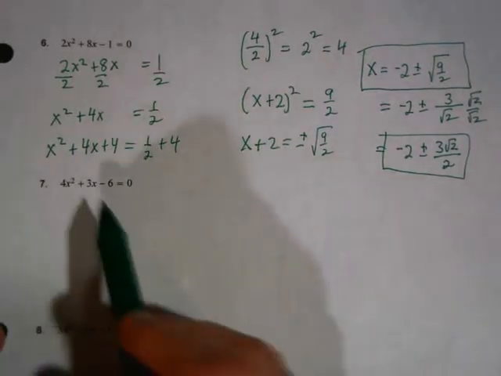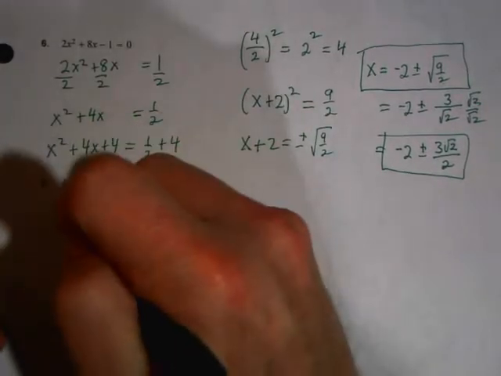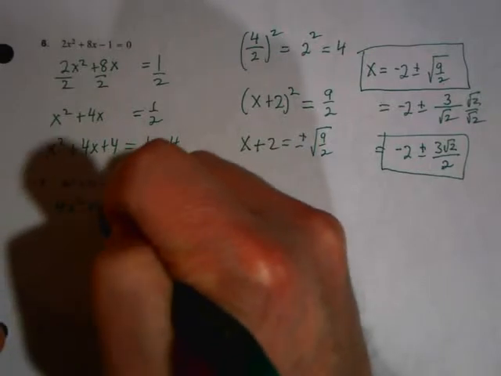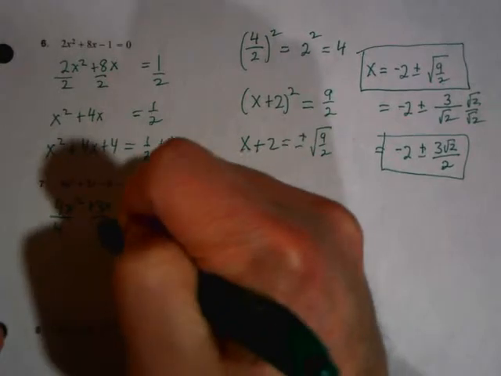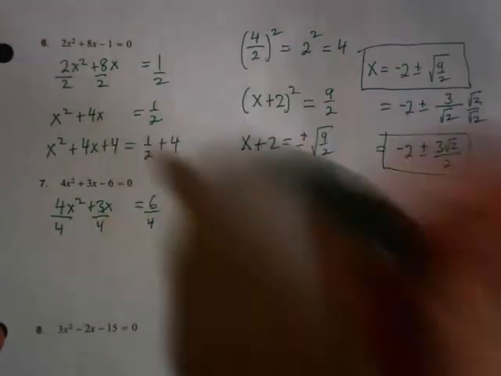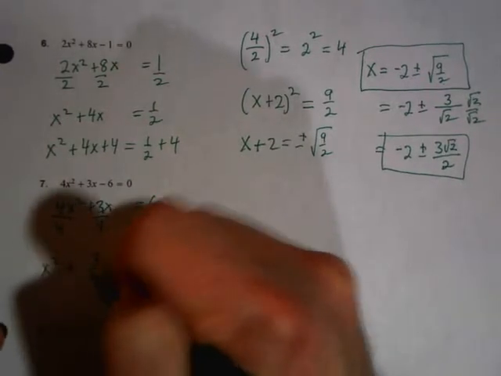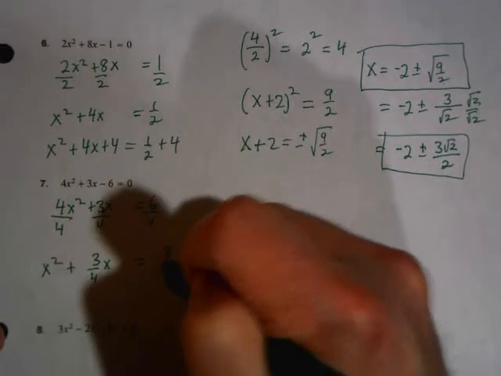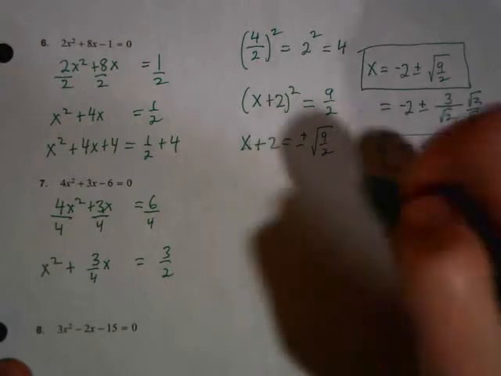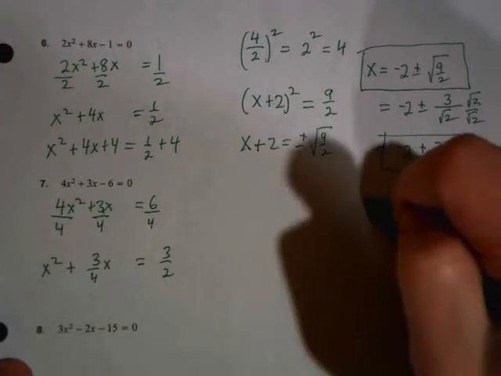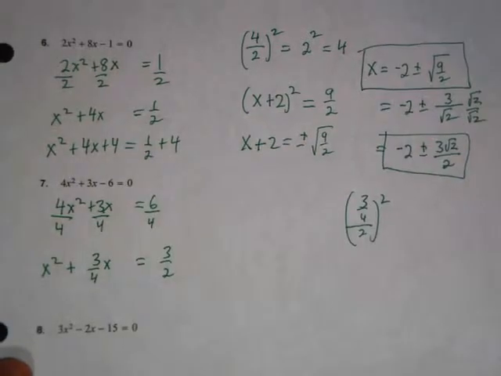Alright, one more for me to do and then one more for you to do. Number 7. I'm going to have lots and lots of fractions. 4x squared plus 3x equals 6. This number has to be the number 1, so we divide everything by 4. That gives us x squared plus 3/4 x equals 3/2. Alright, to find my number, I take 3/4 and I divide it by 2 and I square it.